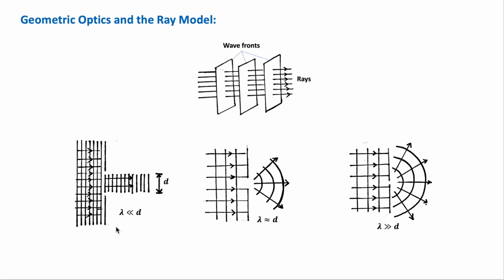So we will show in the following that the ray approximation is very good in studying mirrors, lenses, prisms, and other optical instruments such as telescopes and cameras.